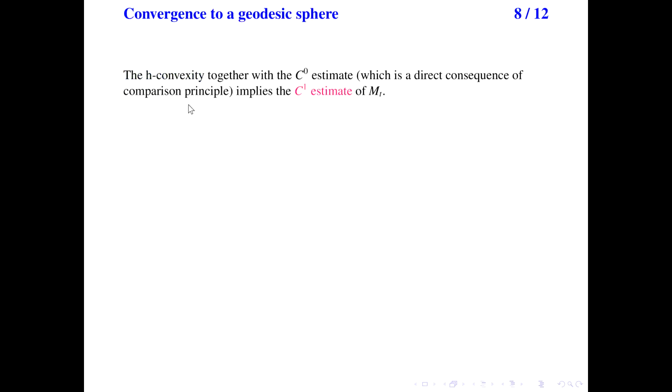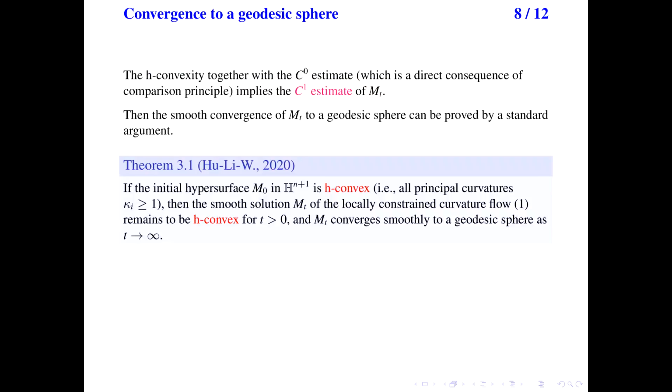Now, once we have the h-convexity, we can combine this with the C0 estimate to deduce the C1 estimate, and then the C2 estimate and the C^{k,α} estimate by a standard argument. And finally, we obtain the smooth convergence to a geodesic sphere. Now we state our main theorem. If the initial hypersurface is h-convex, then the solution remains h-convex, and the solution converges to a geodesic sphere.